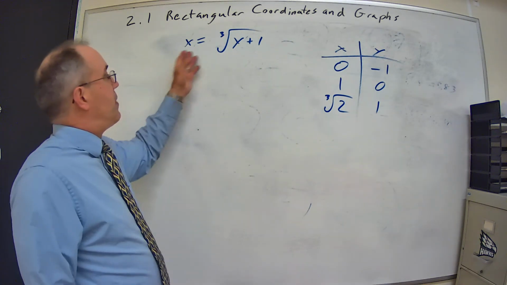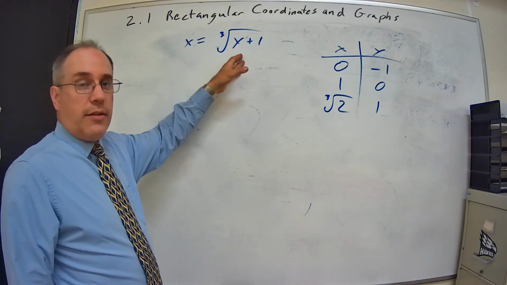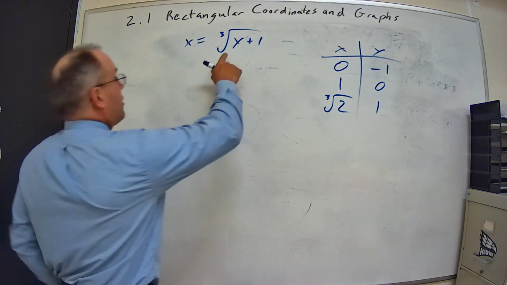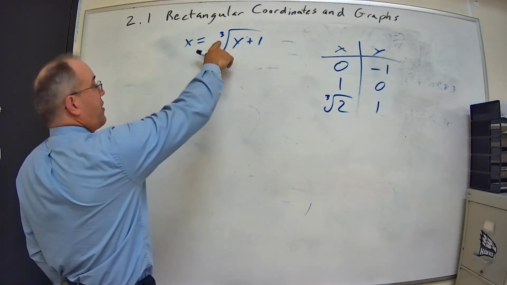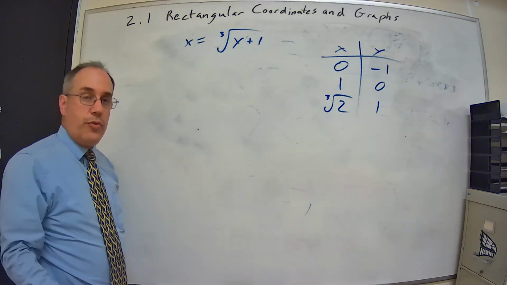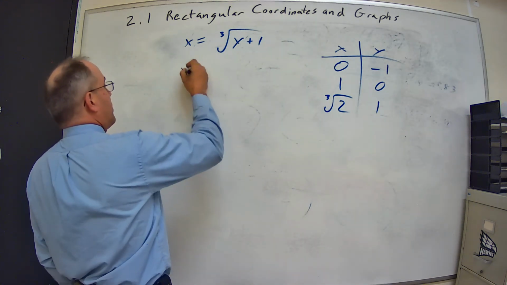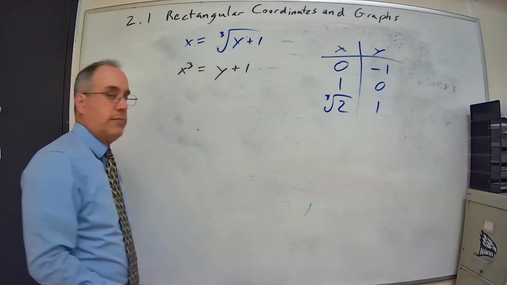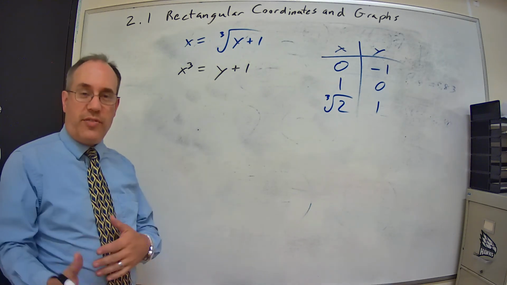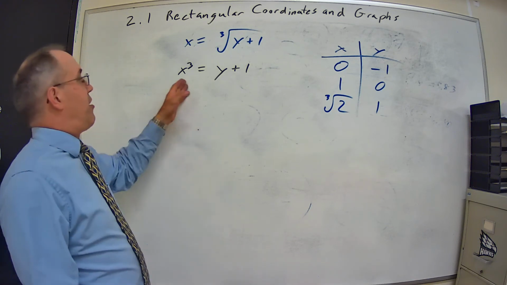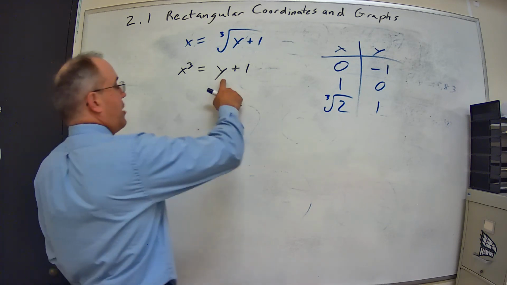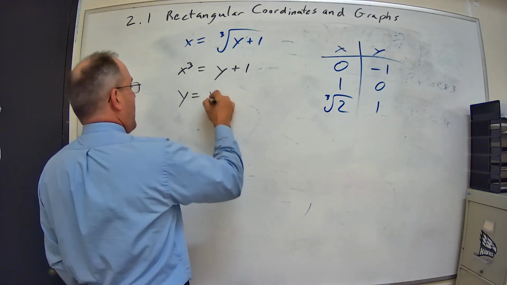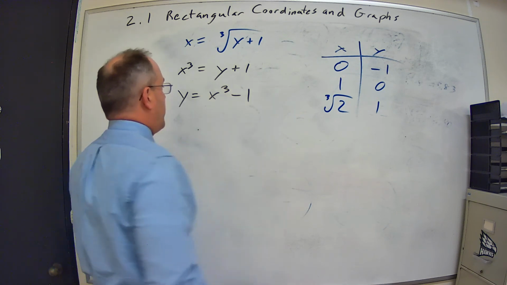Another option is we could solve this for y. And that may make our life a little bit easier. So if I want to solve this for y, well, I've got the cubed root, so how do I get rid of a cubed root? I cube both sides, so I say x cubed is equal to y plus 1. Remember, since it's cubed, you don't have to deal with a plus and a minus in there. And then to get y by itself, I'm going to subtract 1 from both sides, so I'm going to say y is equal to x cubed minus 1.